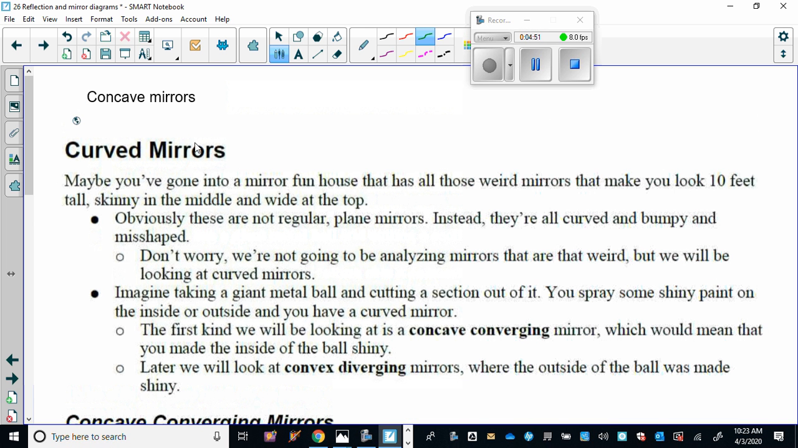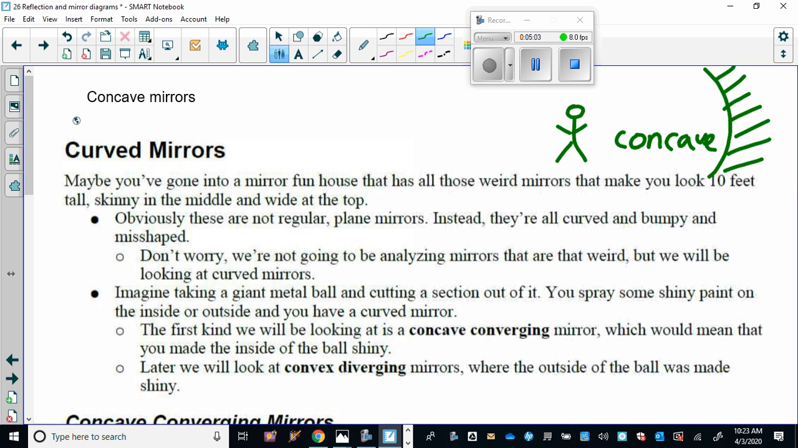Just to demonstrate the difference, here's the mirror. This is a concave mirror because it looks like a cave. So that's a concave mirror. In other words, it's curved in this orientation. If I'm standing over here, and the mirror is curved this way, then that is a convex mirror.